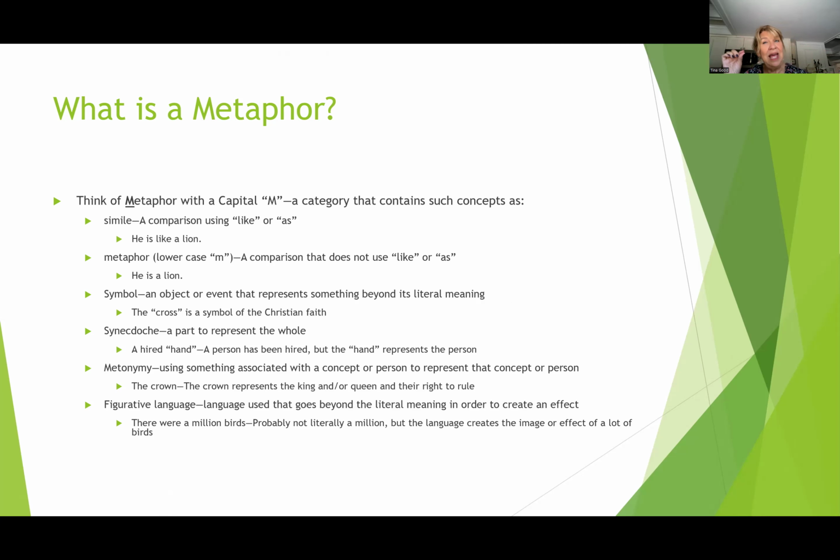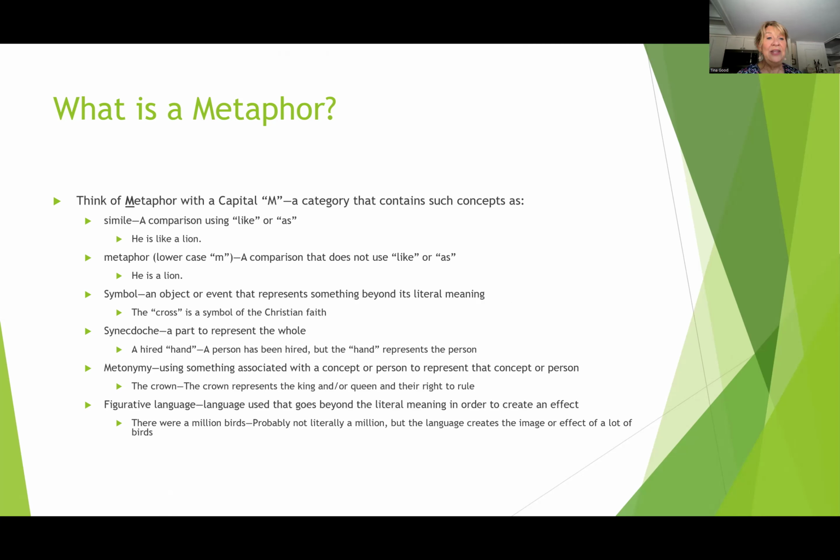So if we think about that kind of metaphor where you take out like and as and use a comparison, we're going to call that metaphor small m. And then for what we're going to be discussing today, we're going to call it metaphor with a capital M, with a big M, right? And so we're going to think about it more as a category of devices that include simile, metaphor, symbol, metonymy, figurative language, all of those things, right? And it speaks to a larger concept within a text.